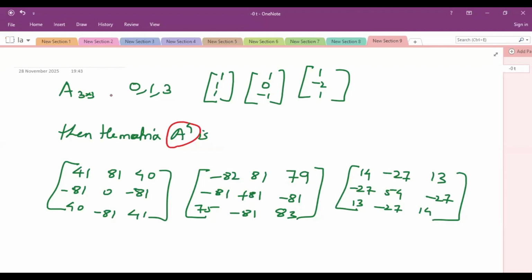Any idea how should we proceed? Sir, option A. Option A, why? Because 0, 1 and 3 are the eigenvalues of A. Then if we take the power 4, that is the eigenvalue of A4. So that will be 0, 1, and 81, right?